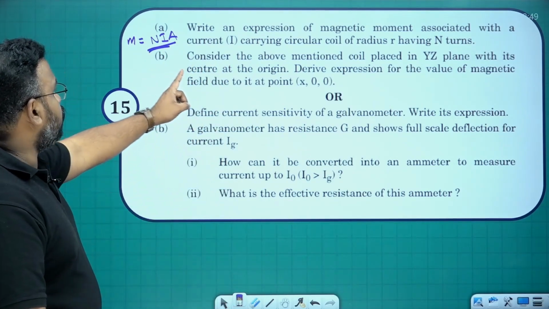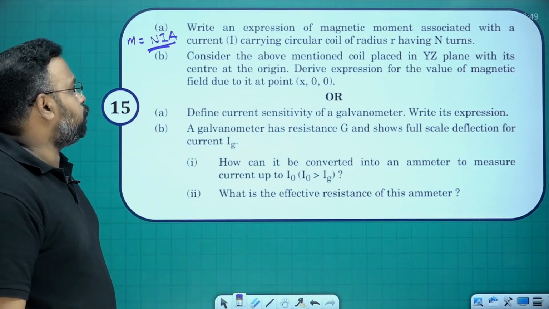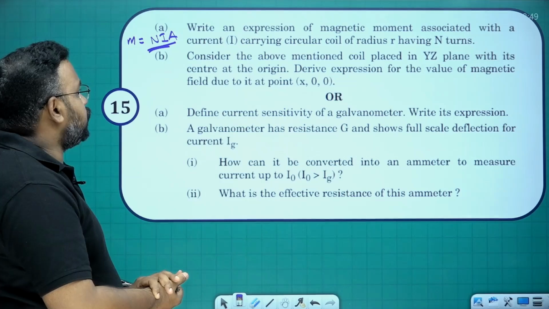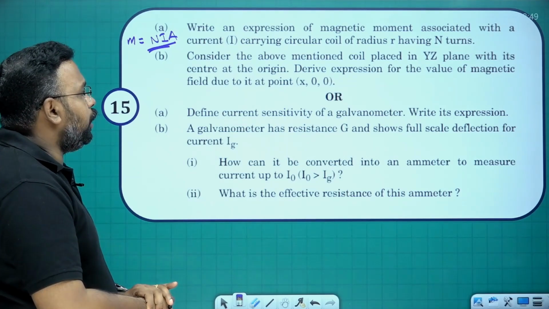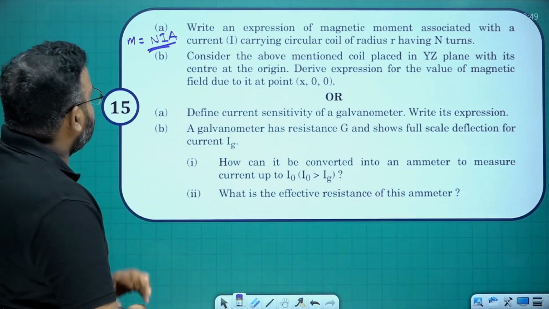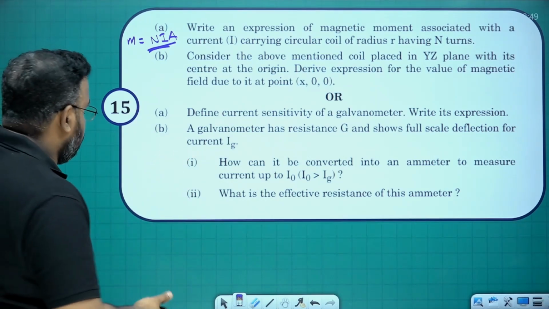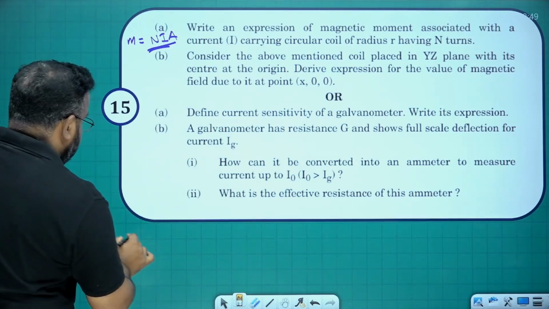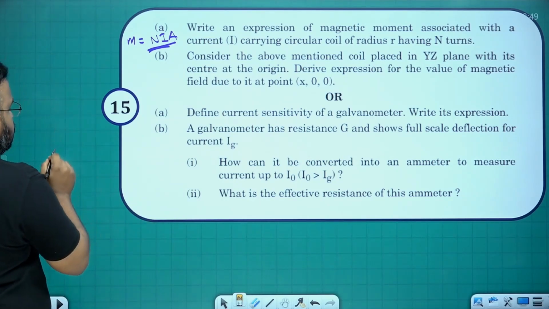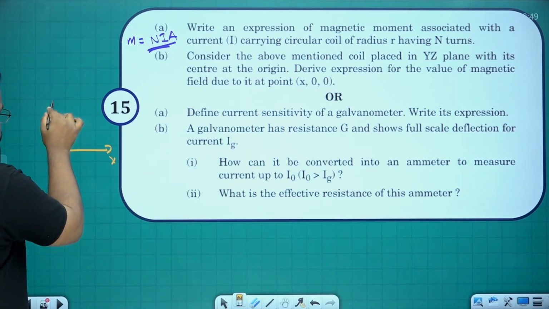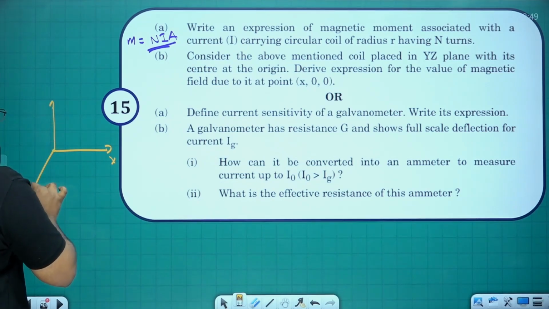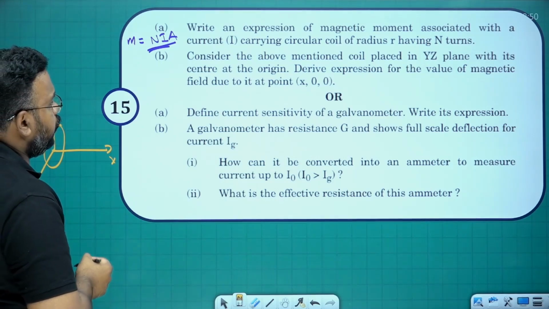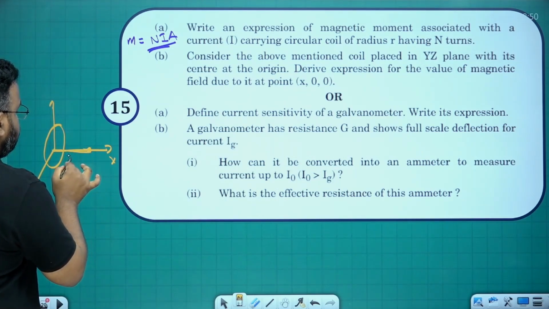You know that. Consider the above mentioned coil placed in the YZ plane with its center at the origin. Derive an expression for the value of magnetic field at the point x, 0, 0. So this is a direct derivation. Like the circular coil is placed in which plane? If I am just showing it like this, this is x-axis, y-axis, z-axis. So the circular coil is kept in the YZ plane, something like this. Derive an expression for field at a distance x.